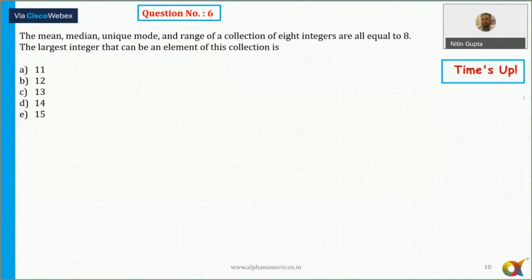Now it says the mean, median, unique mode, and the range of 8 integers are all equal to 8. First of all, we need to understand the meaning of the term range. Range is something new, so I'll explain. What is the range? Range is nothing but the maximum possible value of.